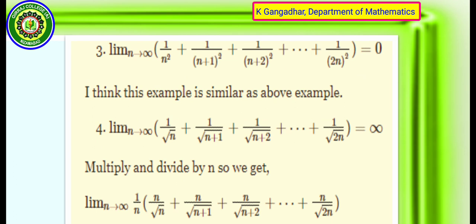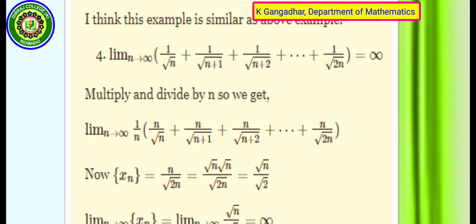So next problem. In the same way we find the limit of the third one also, and we get 0. 1 by n into n by 2n whole square. N by 4n square means 1 by 4n, limit 0. So the total sequence limit is also 0. Now the fourth problem, same method. Limit n tends to infinity 1 by root n plus 1 by root n plus 1 plus so on plus 1 by root 2n.